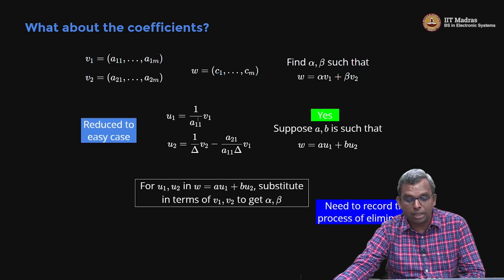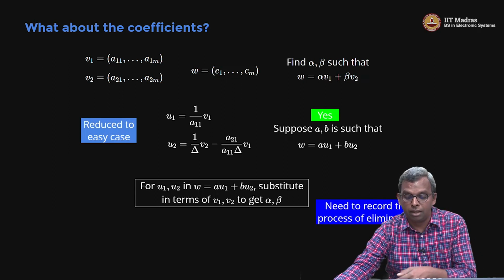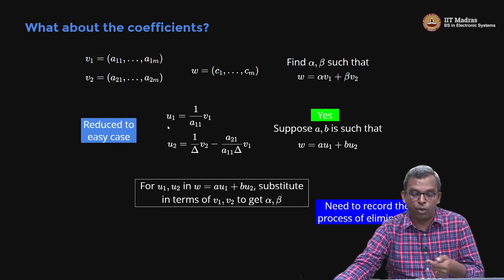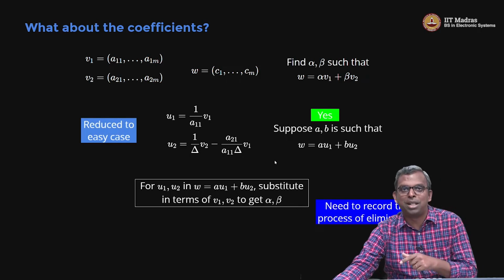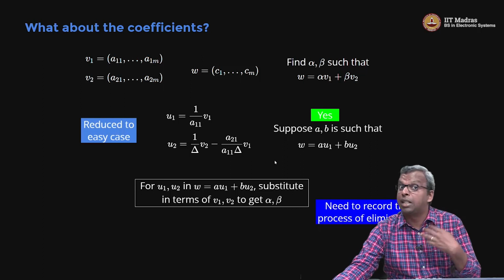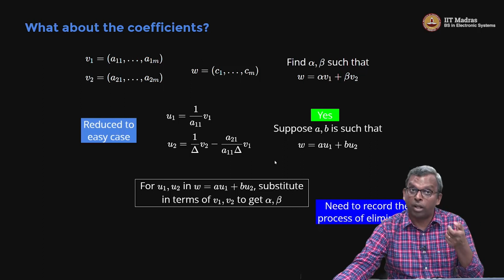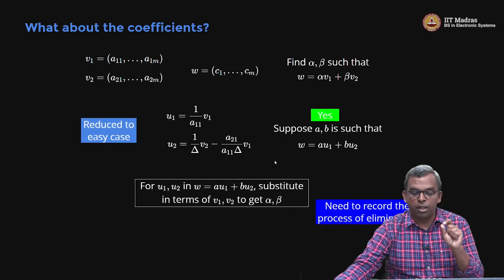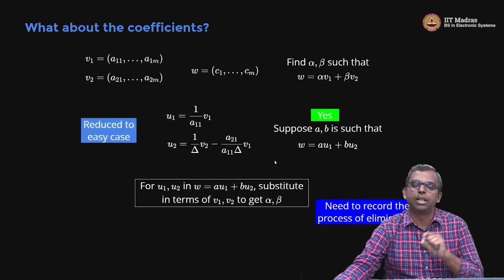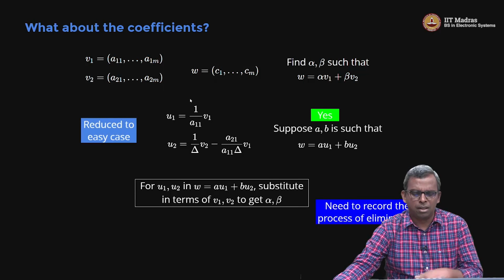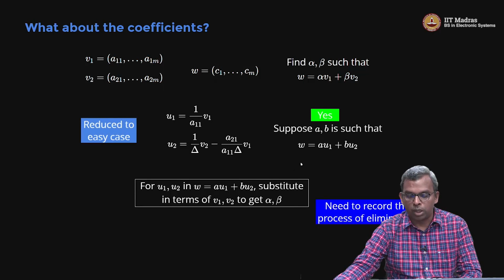So, you have to record that process of elimination, record these coefficients, keep track of them, so that if you want alpha beta finally, you can go back and substitute. If you did not record this and you went just by doing the elimination to get U1, U2, you can find span membership, you can find whether W belongs to span of V1, V2 or not. But if you have to find the coefficients alpha beta, you have to keep track of how you did the process of elimination. Can be done as long as you know what it is, you can go back and substitute it.